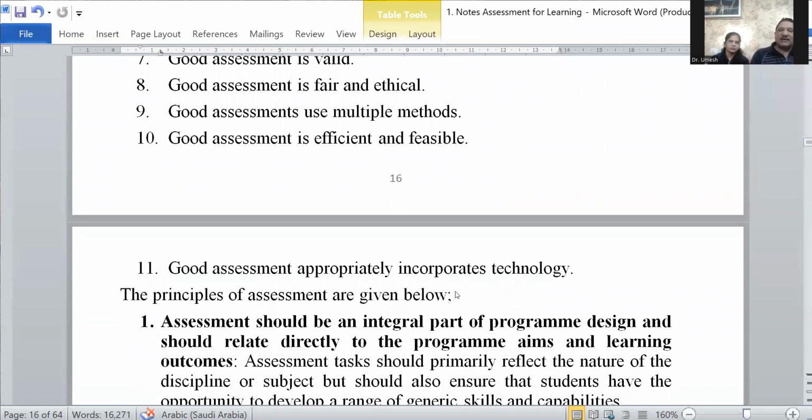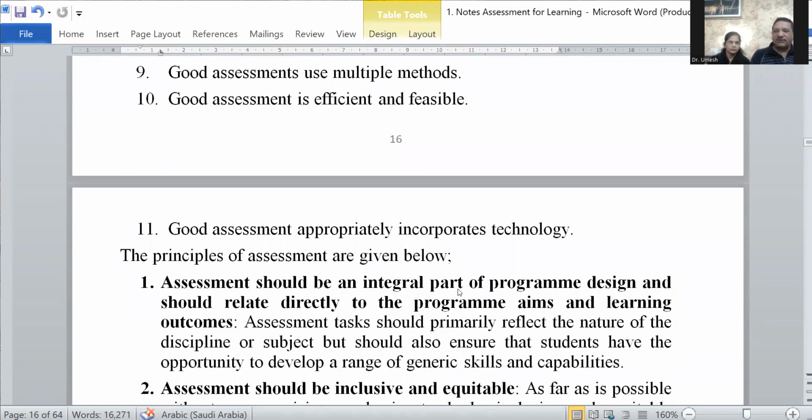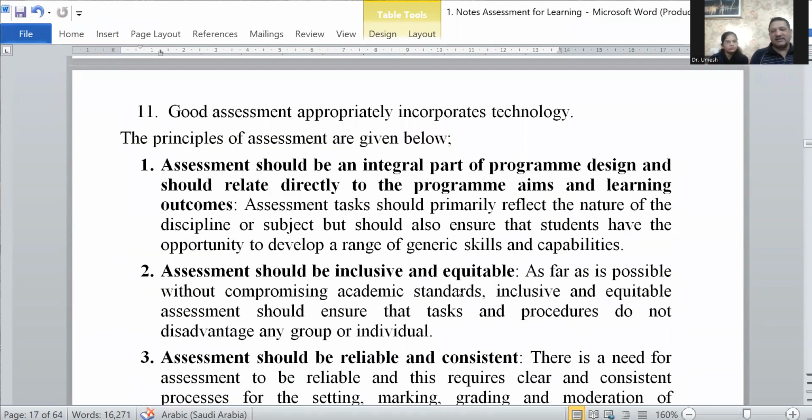तो इन दिस वे हमने देखा कि असेसमेंट के जो प्रिंसिपल हैं वो अलग अलग जो स्कॉलर्स हैं उनने अलग अलग दिए हुए हैं. आप इनमें से अपने हिसाब से देख सकते हैं. फिर भी एक बार हम चले तो प्रिंसिपल में assessment should be an integral part of program design and should relate directly to the program aims and learning outcomes. हमारे जो लर्निंग एम क्या है और उसका आउटकम क्या है इस पर बेस्ड होना चाहिए.